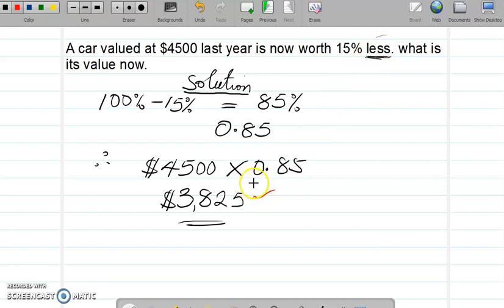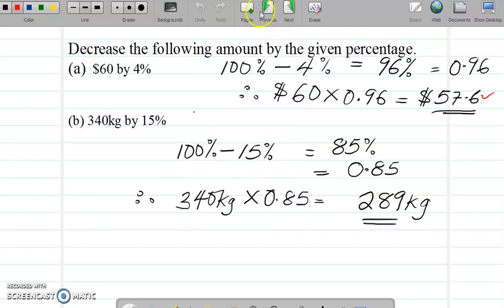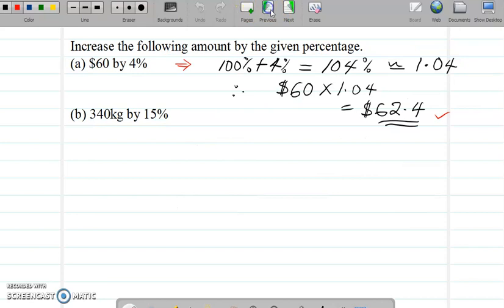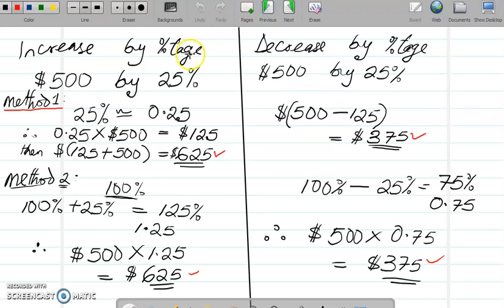Okay, so in general, if we want to increase a percentage, always add. If we want to decrease a percentage, always minus and use the multiplier. Percentage is over 100. You know, percentage means over 100.